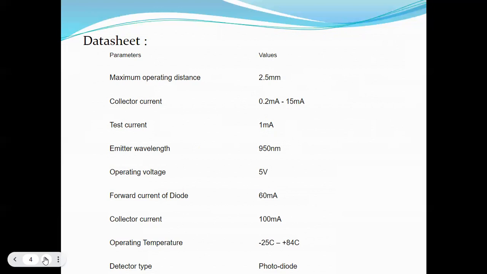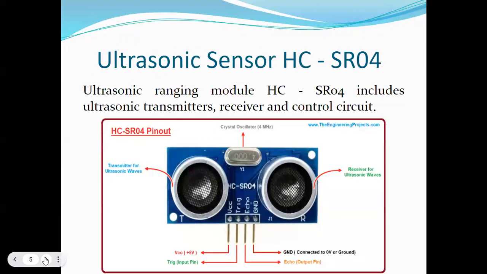Operating temperature is about negative 25 degrees centigrade to positive 84 degrees centigrade. Above it, it can be damaged or it cannot work properly. It has a detector type of photodiode, photodiode resistor. The next sensor in my list is the ultrasonic sensor HCSR04.